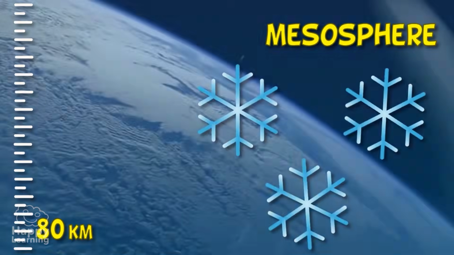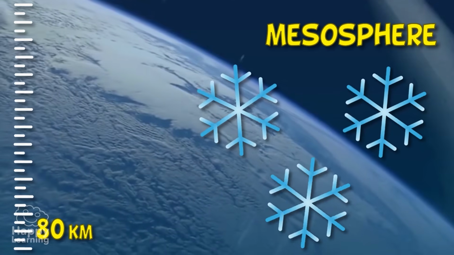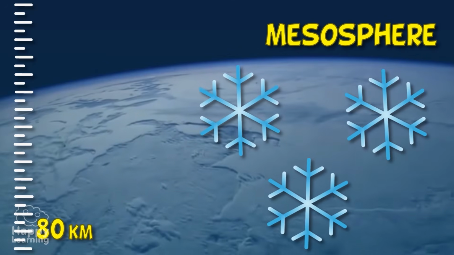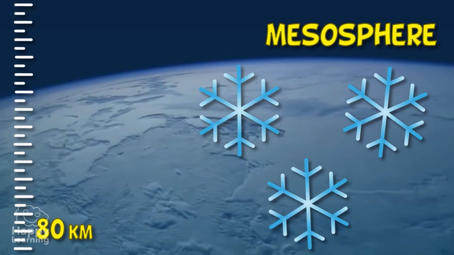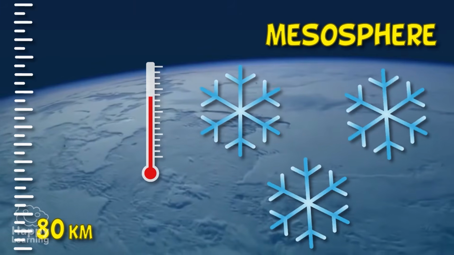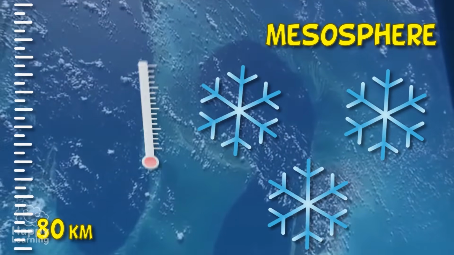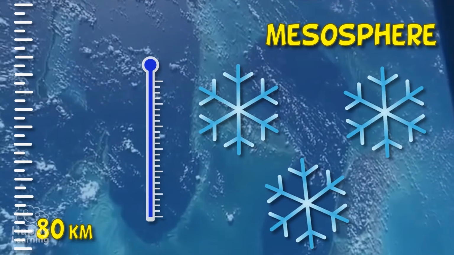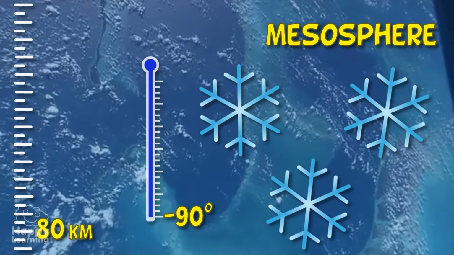The mesosphere is situated between 50 and 80 kilometers over the Earth's surface. It's the coldest layer in the atmosphere. It can reach less than 90 degrees below zero. It's so cold!